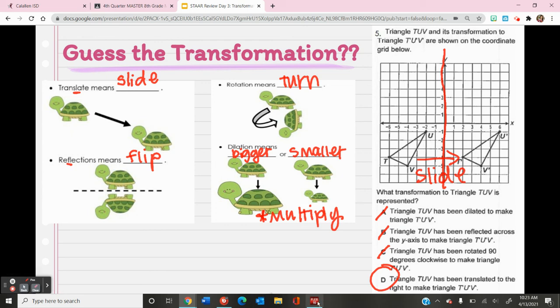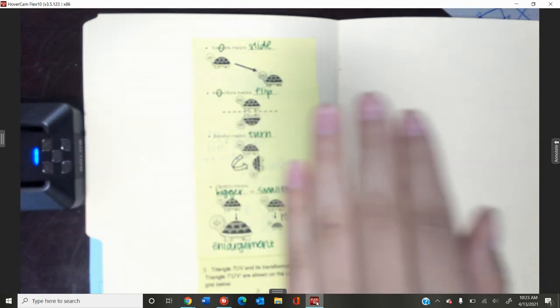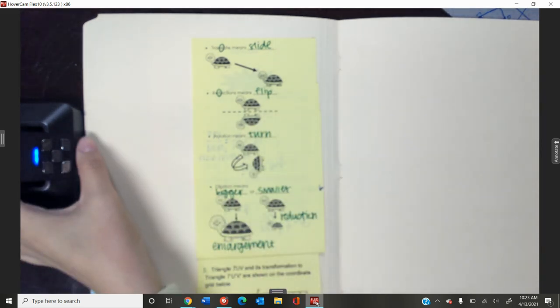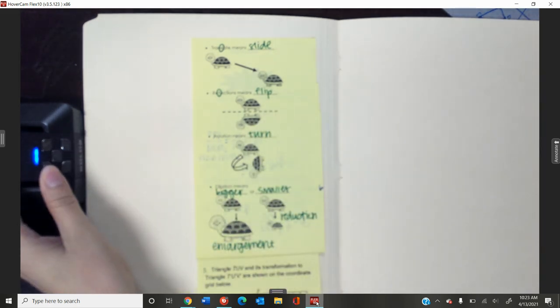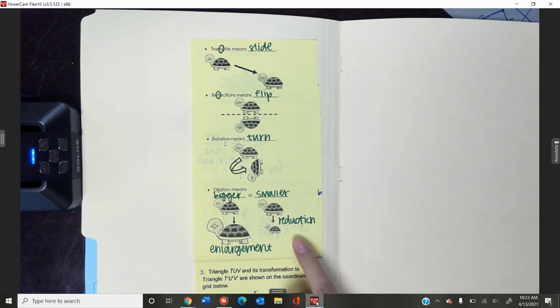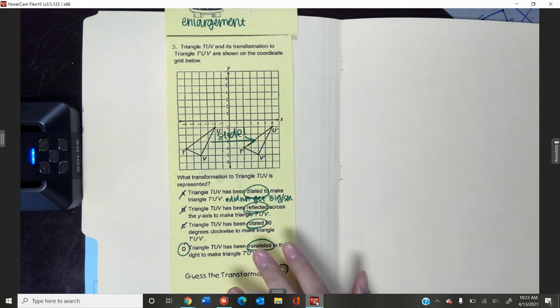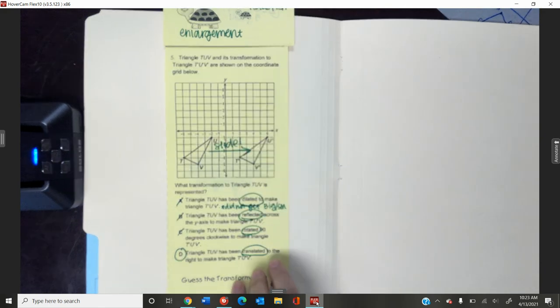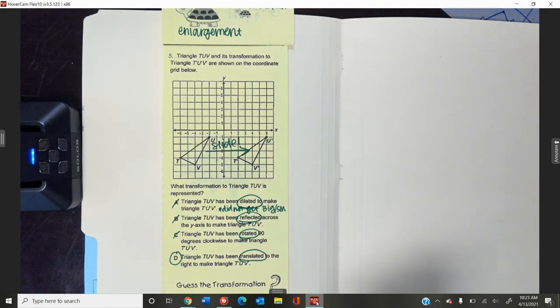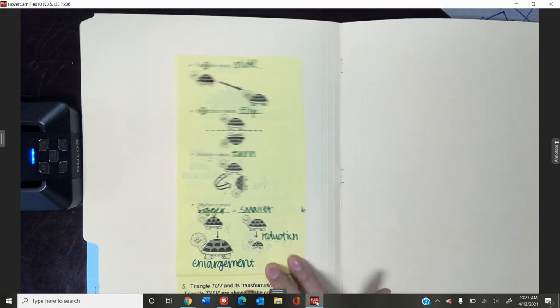So now going ahead and looking at your foldable, this is what you should have written down. This is what you should have written down in the top foldable, and for the bottom foldable, this is everything you should have written down. So again, if you need to copy that, just go ahead and pause it. And again, there's the top.